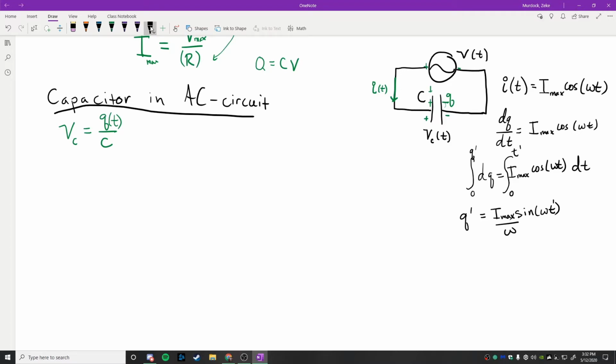So this tells us that we have an expression for the charge as a function of time now. The charge as a function of time on our capacitor is going to be given by I max divided by omega times sine omega t. We can plug that in to see exactly what the voltage across the capacitor is going to be. It's going to be I max divided by omega times C, multiplied by the sine of omega t.